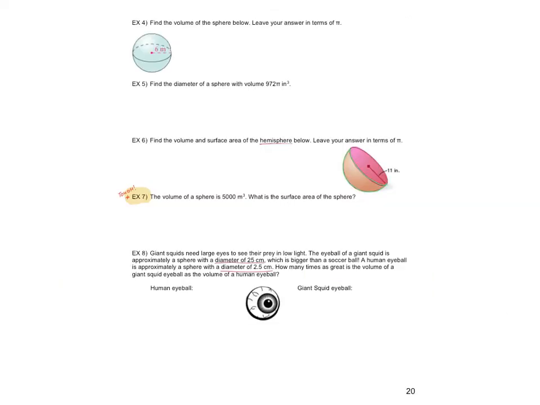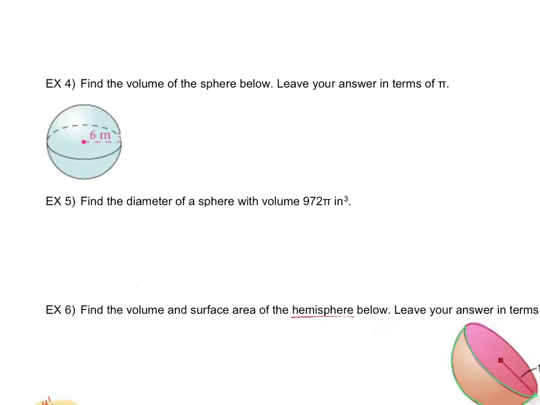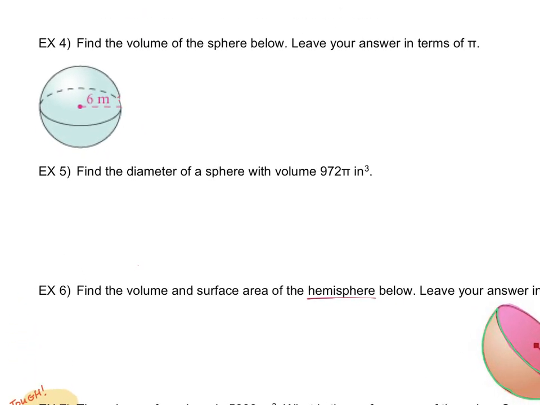All right, we are on our last page. So example 3 just focused on surface area. So now for example number 4, we're just going to focus on volume. So it asks us to find the volume of the sphere below. And again, leave your answer in terms of pi. So keep in mind, it actually gives us the radius this time.